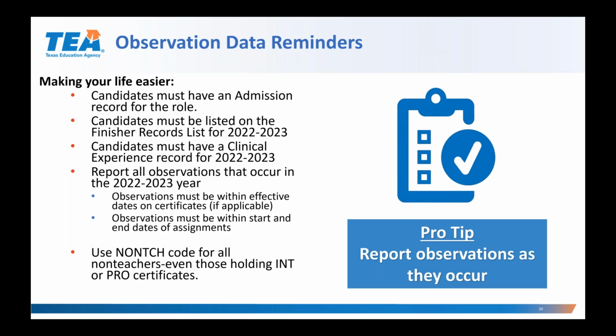TEA has a few hints that you may find helpful as you are working on reporting your observation data. First, candidates must have an admission record in the CERT role for the certificate the candidate is pursuing. For example, the role code for teacher is 029, the role code for principal is 020, and so forth. Also, candidates must have a status on the finisher records list for 22-23. New this year, candidates must have a clinical experience record.